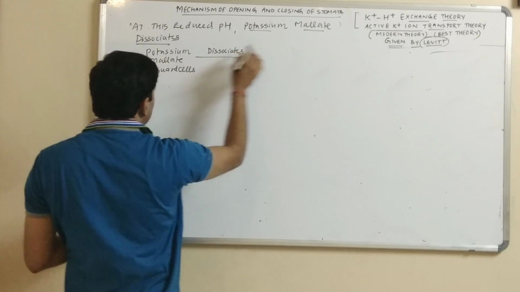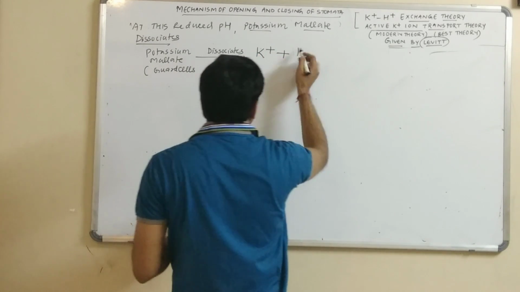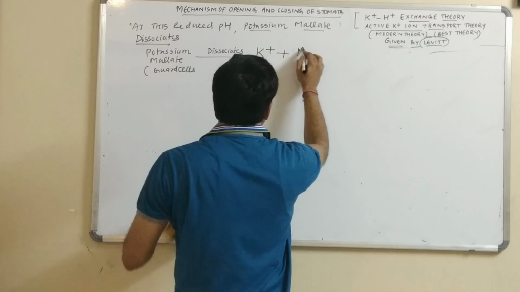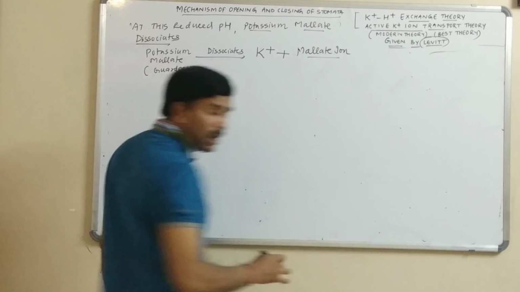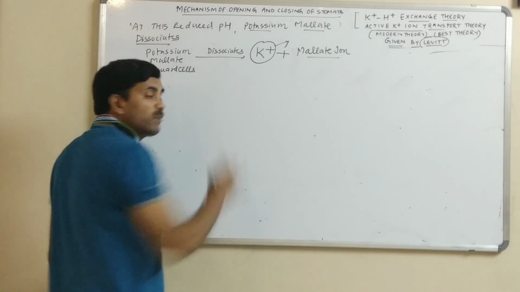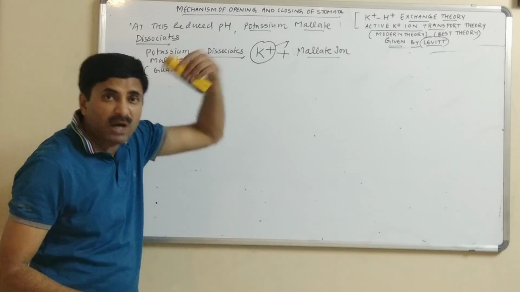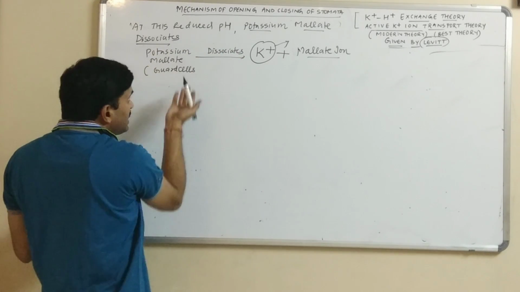It dissociates into two things, K plus and what happens? K plus ion and malate ion. Now we know that during the night time this K plus ion will move out from the guard cell. Now already H plus ions have entered inside.